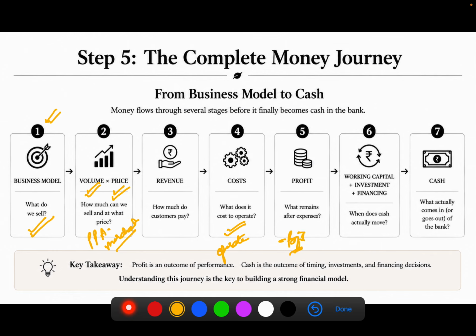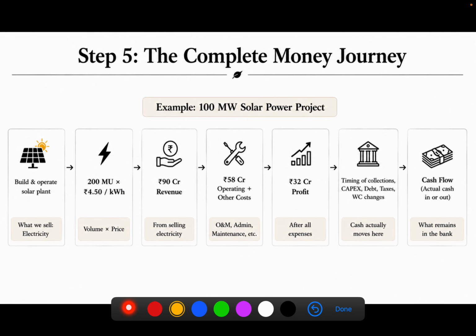But we are still not finished. We need to think about working capital, investments, financing, because these affect when cash actually moves. And finally, we arrive at cash, what actually comes into or goes out of the bank. So the journey is like that, and this is the financial engine of a business. Now let's apply this entire journey to our solar power project.